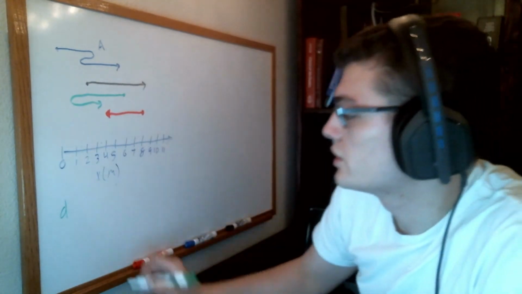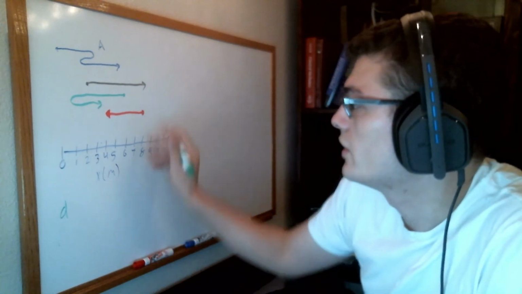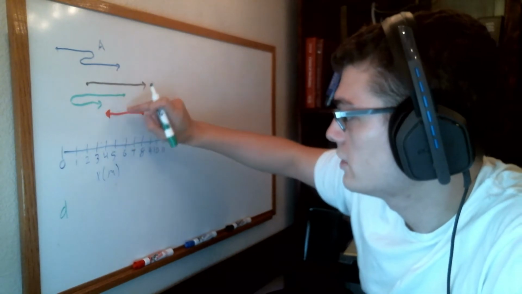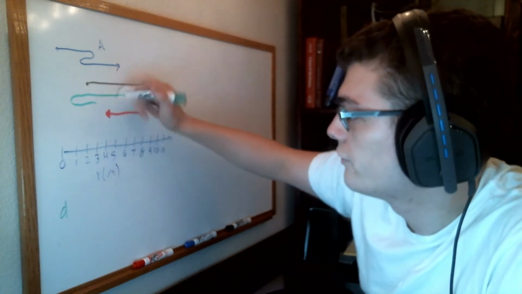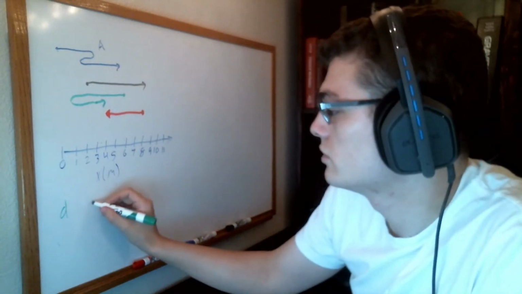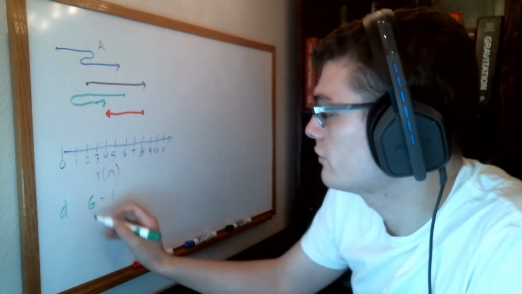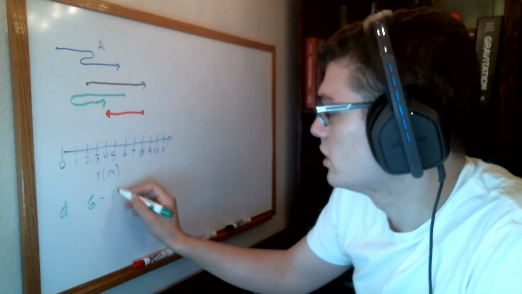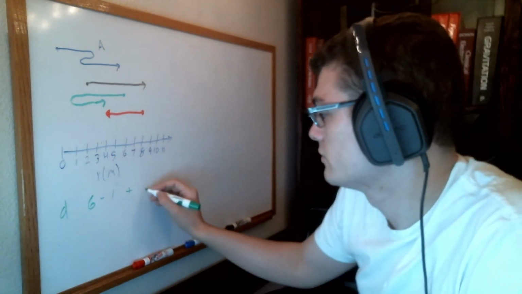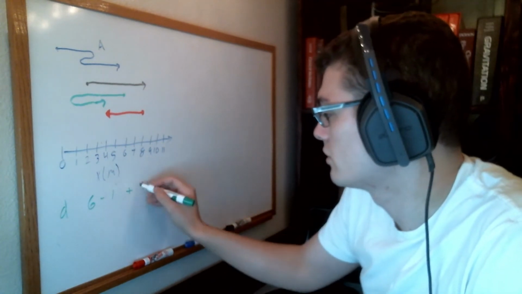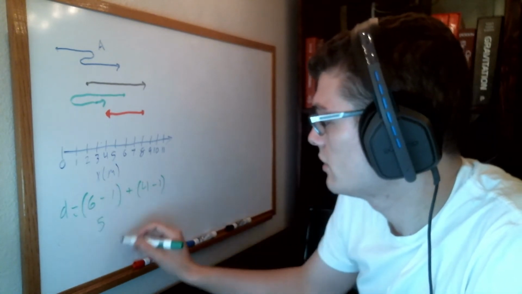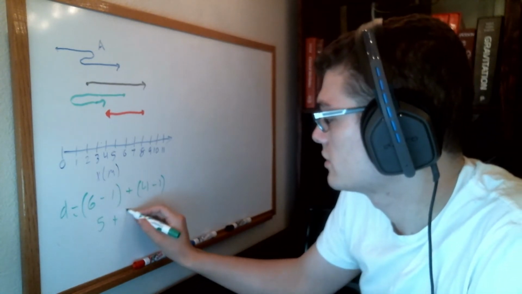So as you can see, it starts from 6, and then it goes to 1 here, and then turns back around and heads to 4 here. So we can do 6 minus 1 for our first interval, plus 4 minus 1 for our second one. So this will give us 5, and this will give us 3.